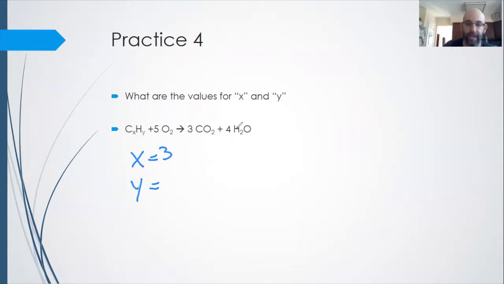And then if we look at H, hydrogen shows up here. There are 2 hydrogens, though, in water. So 4 times 2 means there are 8 hydrogens here, which means back here we had to have 8 hydrogens. And there we go. So the formula would be C3H8, which is propane.